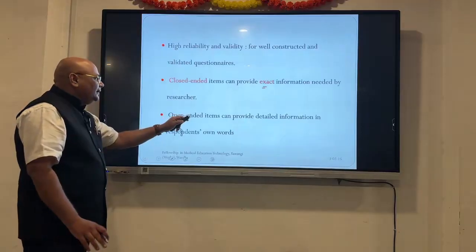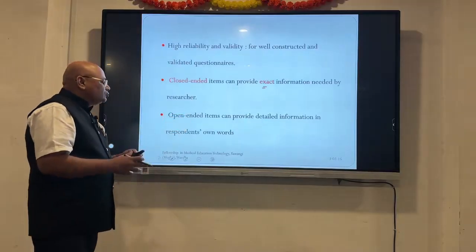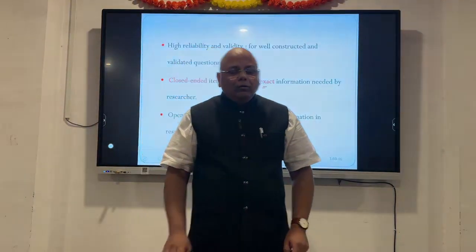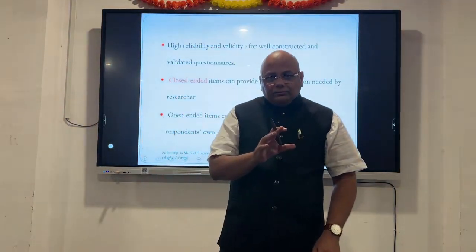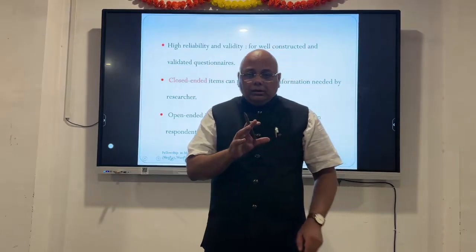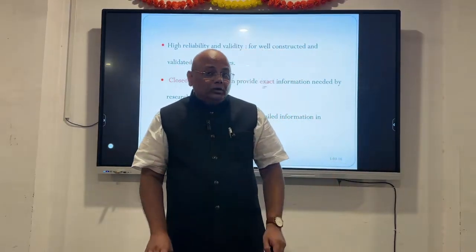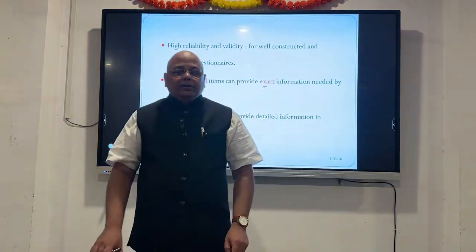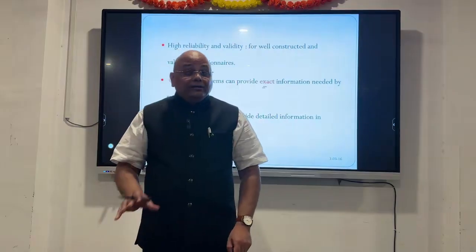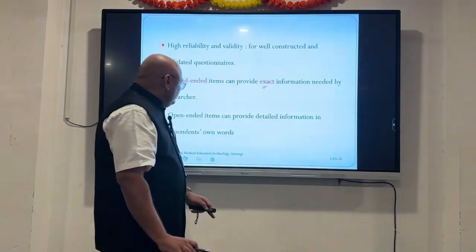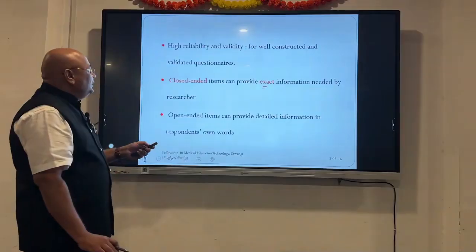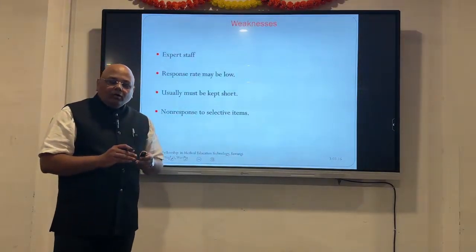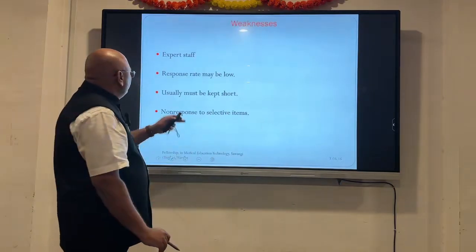Open-ended items can provide detailed information in responders' own words. When open-ended items are there, obviously these are to be analyzed with a kind of expressibility, so that we see the trends in the participants' own words during this particular study. But there are weaknesses too. What are the weaknesses of the survey?